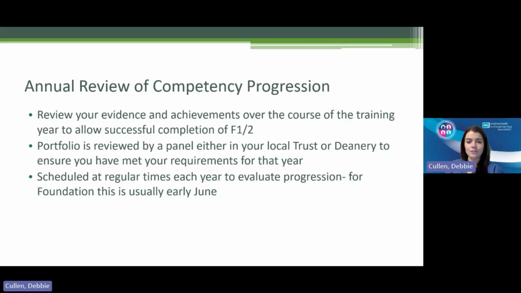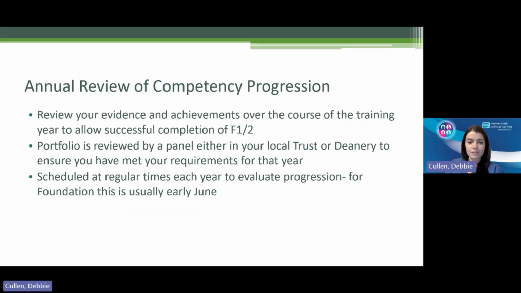Your portfolio and your evidence is reviewed by a panel, and that's usually done locally in your trust or hospital. But around 10% are carried out by your dean or your foundation school, and that's really for quality assurance purposes, to ensure that we are standardized in our approach.